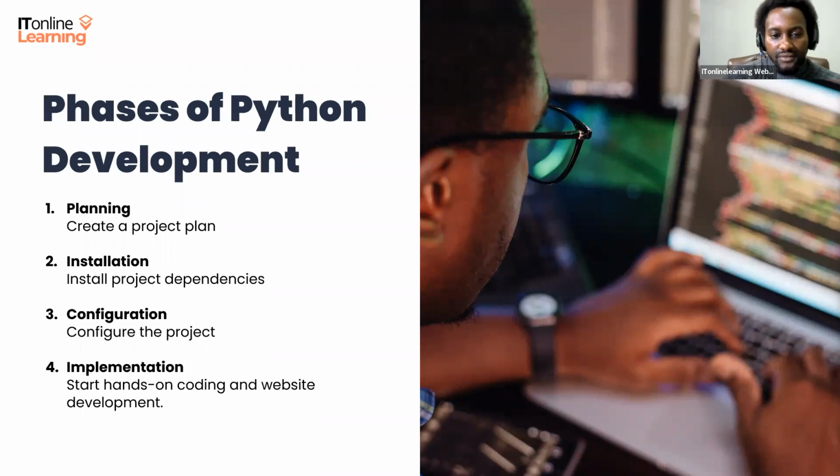So the different phases in developing a website using this particular framework. Well, to begin with, we start with planning. We will create a project. We will then go on to the installation, which is to install the project dependencies. Then we will configure the project and then start coding. And finally will be implementation, where we start hands-on coding in the website development itself.